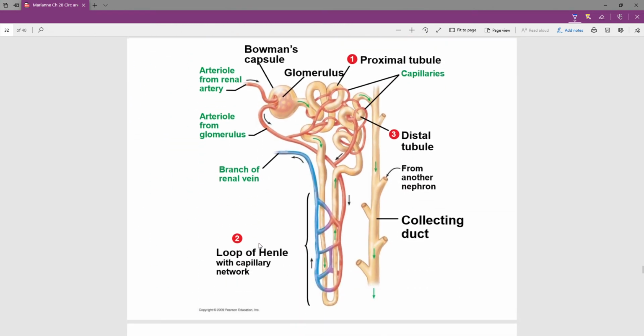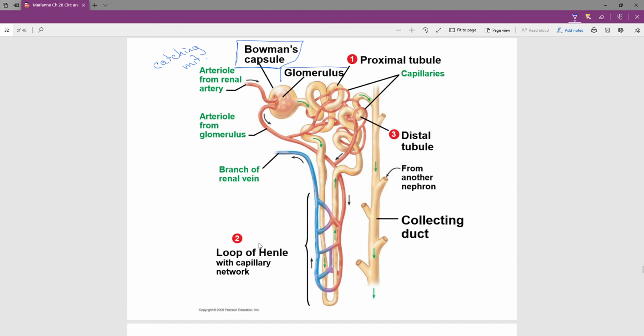The nephron has a bunch of key parts to it. And so we're going to focus on the things that are labeled in black here. We're going to start with the catching mitt of the nephron. The first part of the nephron is the Bowman's capsule. The Bowman's capsule is like the catching mitt of the nephron. Inside the Bowman's capsule is a circulatory vessel called the glomerulus.